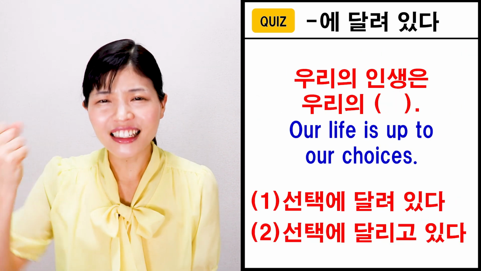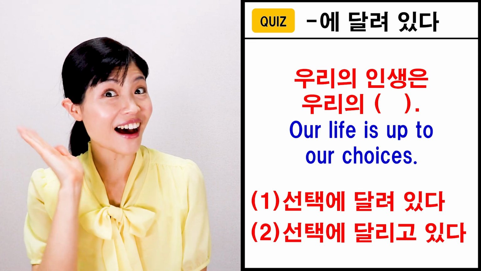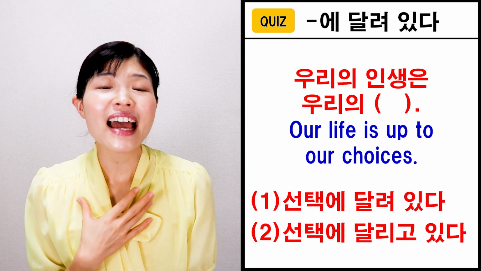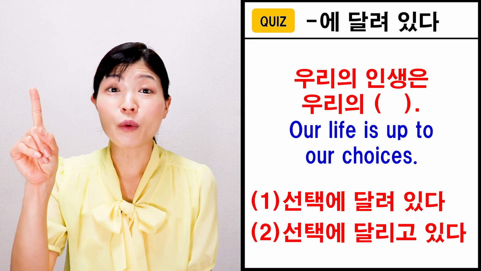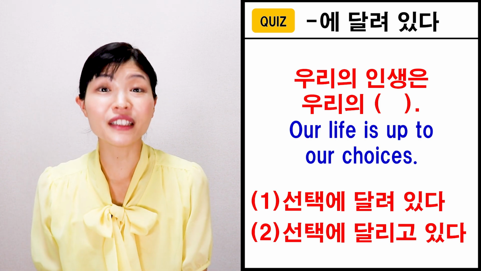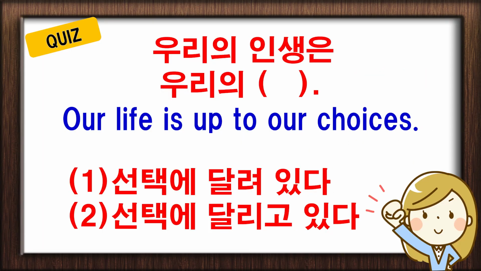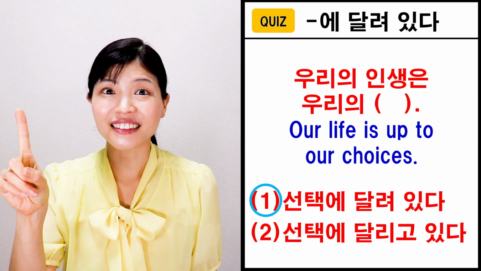Quizzes! Then let's deepen our understanding with some quizzes. Which one is the correct answer? 우리의 인생은 우리의. Our destiny is up to our choices. Number 1, 선택에 달려있다. Number 2, 선택에 달리고 있다. The correct answer is number 1.